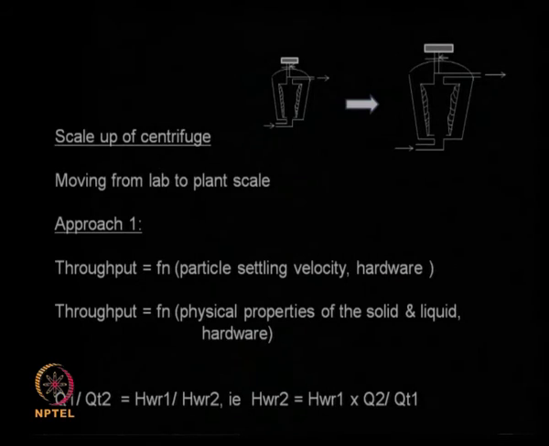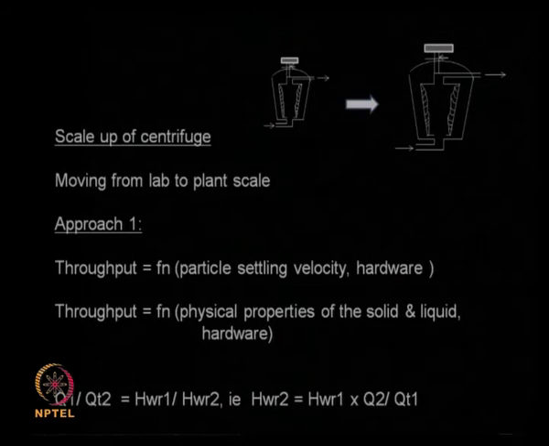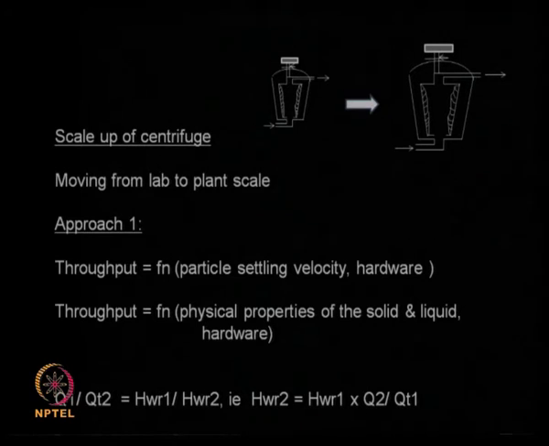So, there are two different approaches by which we can scale up centrifuges. Let us look at approach 1. I introduced some equations relating to centrifuge a long time back, where I said the throughput, that means the quantity of slurry that is flowing through, liters per minute or meter cube per hour, whatever it is, is a function of the particle settling velocity and the hardware parameters. That means it is a multiplication of terminal settling velocity and hardware.